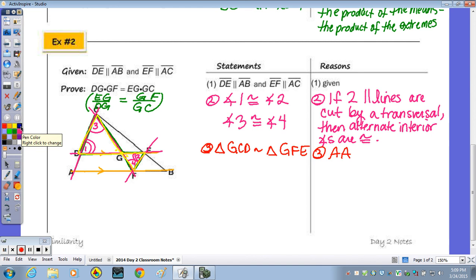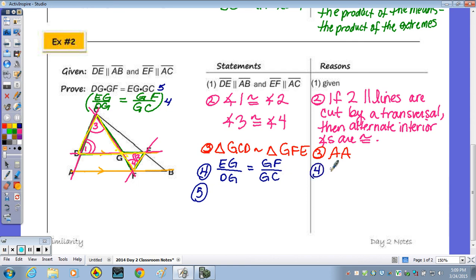Then comes my proportion. So this would be reason number 4, and this is going to be reason number 5. From the proportion, we can get the product of the means equals the product of the extremes. So I'm going to write those 2 steps, and then I'm going to write my reason. So it's EG over DG is equal to the length of GF to the length of GC. And that is because corresponding sides, same reasons as we wrote above, of similar triangles are in proportion.